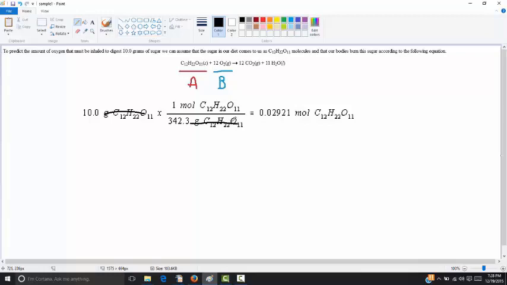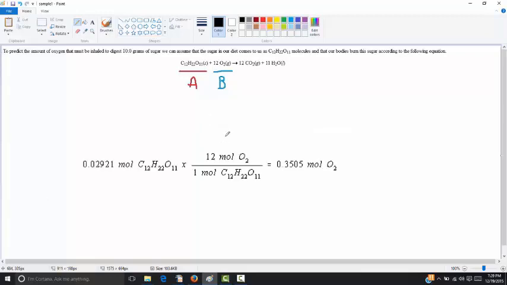So what you're left with is 0.02921 moles of sugar. That's how much 10 grams of sugar will give you. All right, that's the first part. Now you need to take this and do a mole-mole comparison. All right, starting with the value we just found, 0.02921 moles of sugar.